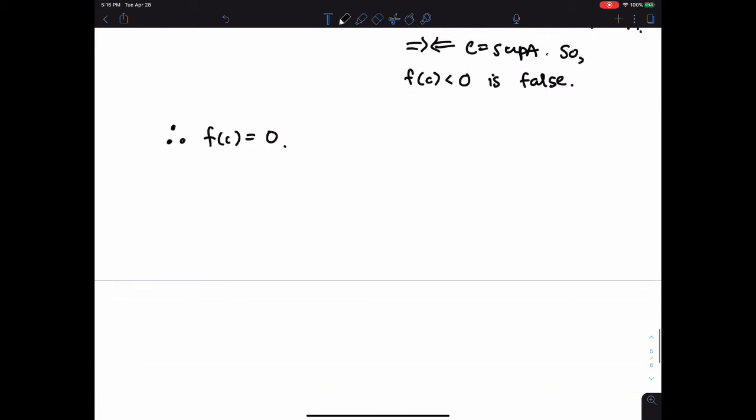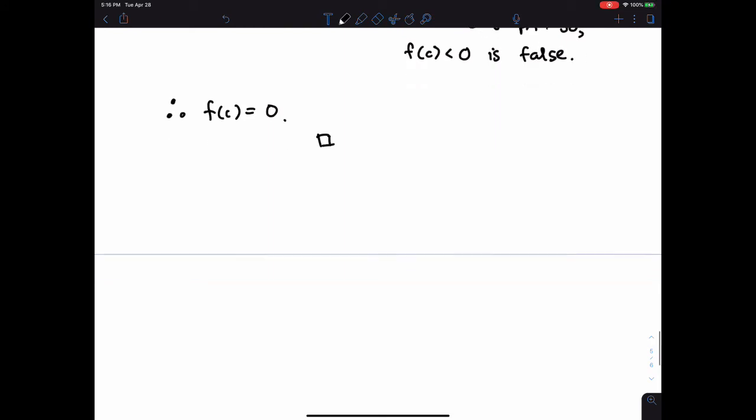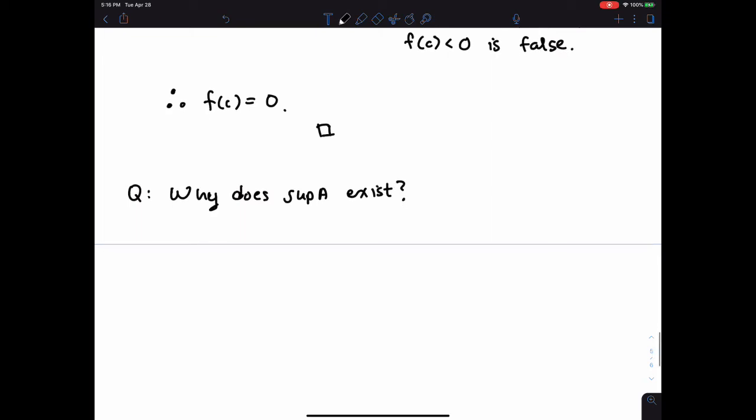Now there's one question that we haven't technically addressed here, and that's why does sup A even exist? So our whole argument relied on being able to say that we had this supremum, and we never actually used the axiom of completeness to say it existed. So remember what our set A was. It was the set of all of our x values in the closed interval [a, b] such that f of x was negative.